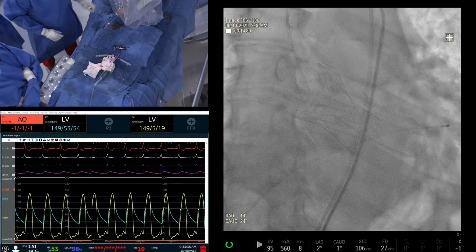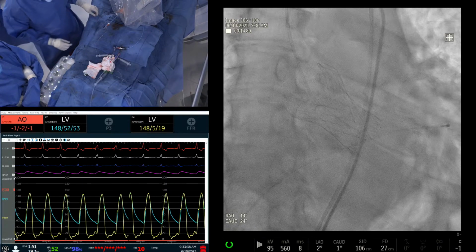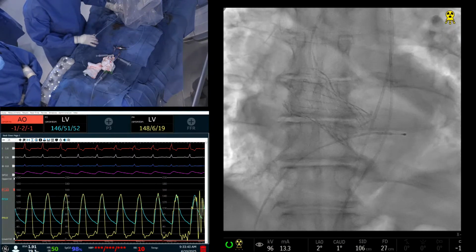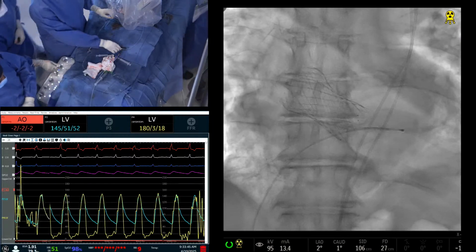Okay, now look at the gradient, 0. So it looks good. I don't think we need to do an aortogram because that was already done before. We can look at echo now. Let's look, and okay, Hafiz, let's look at all right, the echo team.